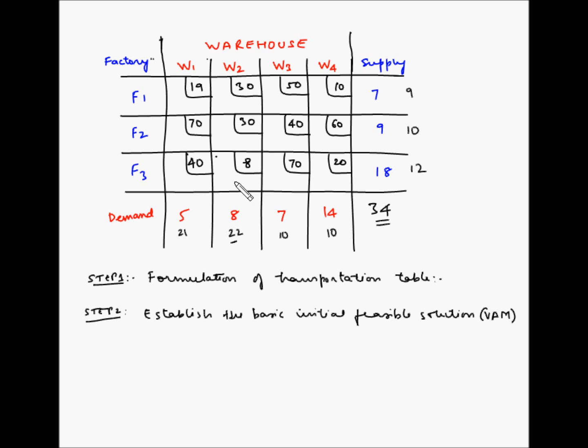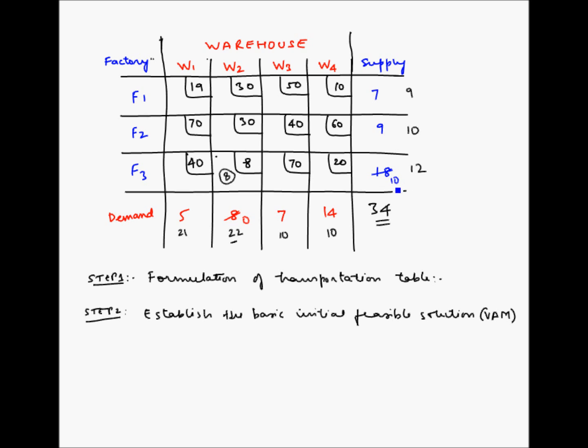So let's now evaluate the supply and demand position for F3W2. Now F3 has a supply capacity of 18 units per day, while W2 has a demand of 8 units per day. So even though F3 can supply 18, demand is only for 8. So let's allocate 8 units here so that the entire demand for W2 is satisfied.